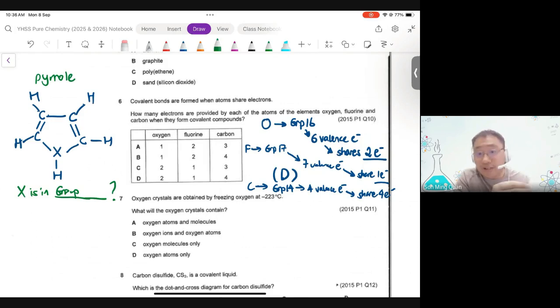Now, this is related to question 6. So when you revise, also revise this with question 6. Especially if you got this X wrong, you need to revise. That means your concept is not very clear.